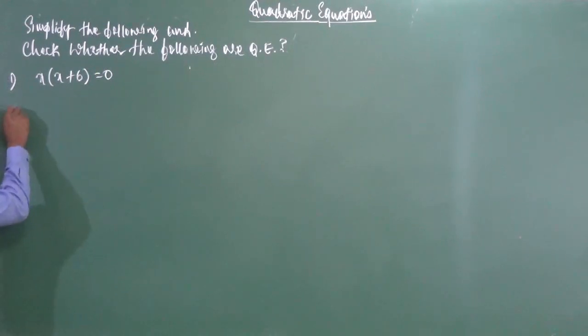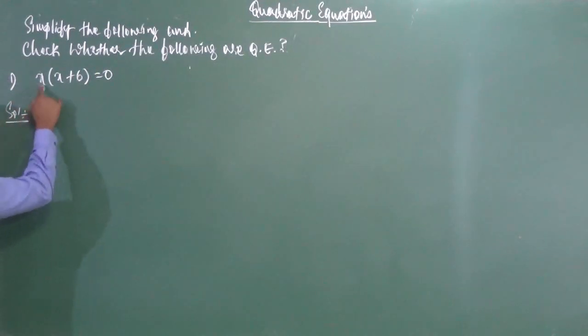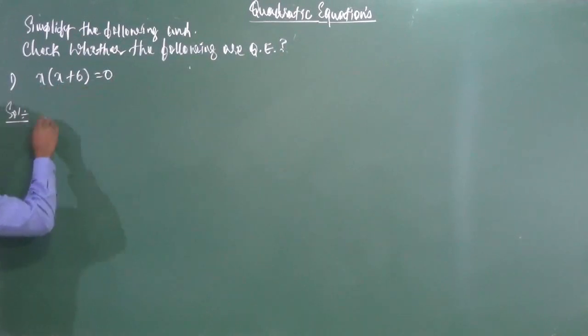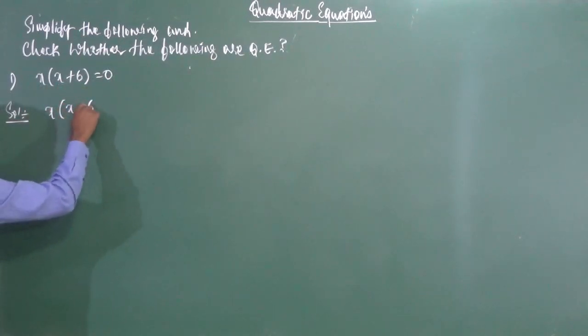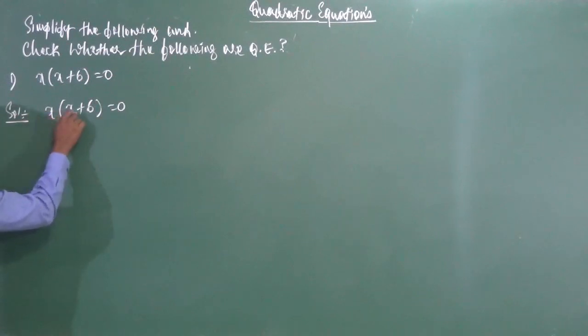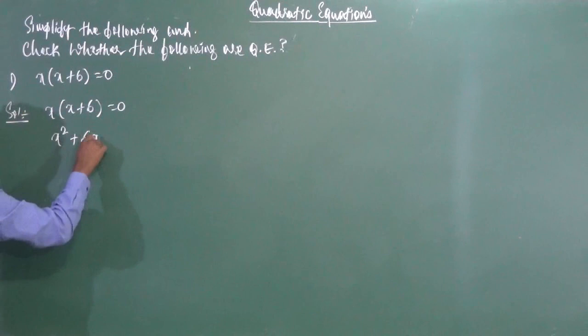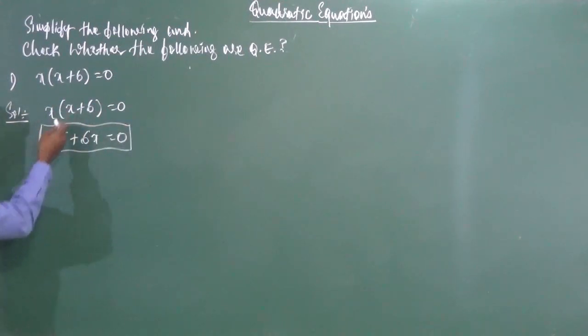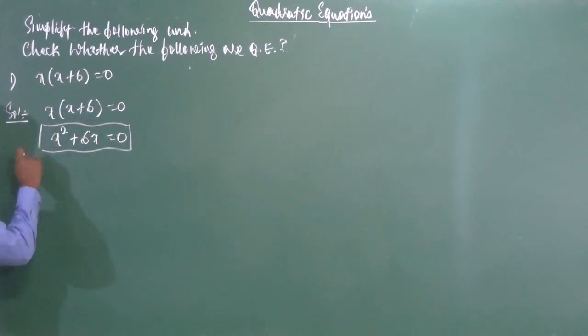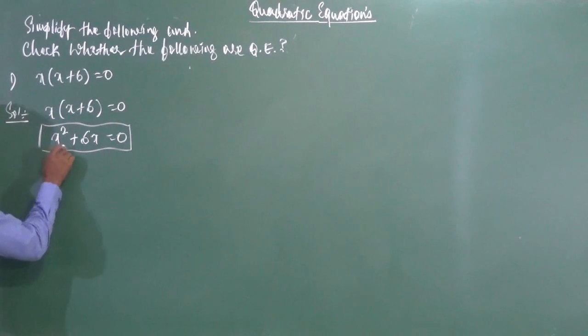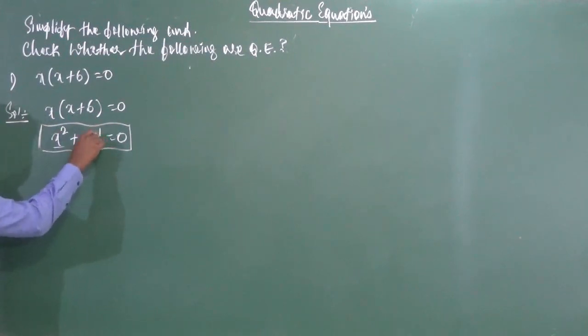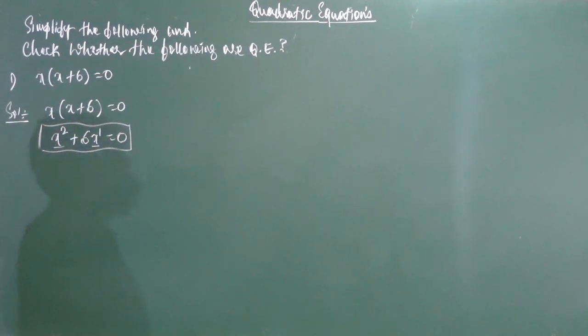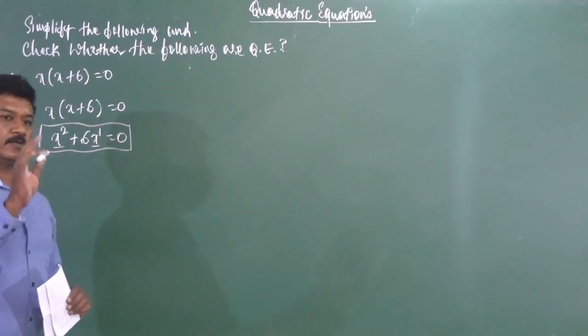Okay. First problem is here. So here x into x plus 6 is equal to 0. X into x is x square plus x into 6 is 6x is equal to 0. It's already in the standard form. This is simplification. That's all. Opening brackets is simplification. So here the variable x exists in degree 2 as well as in degree 1. Therefore it is a quadratic equation, right?